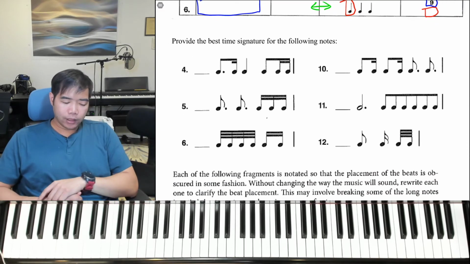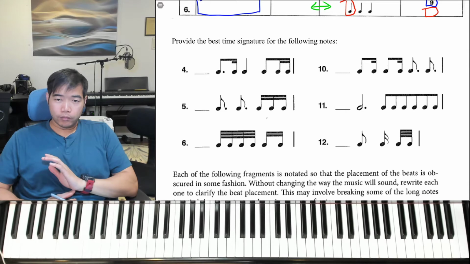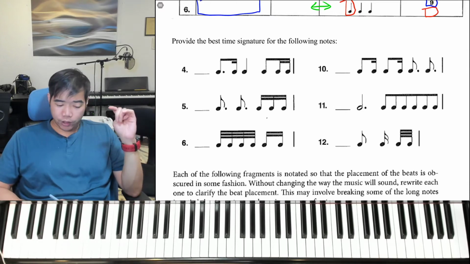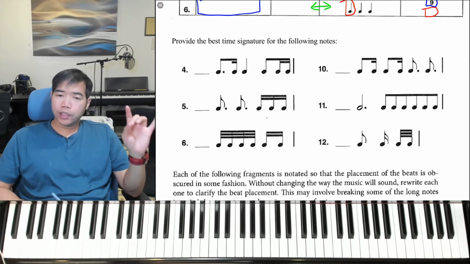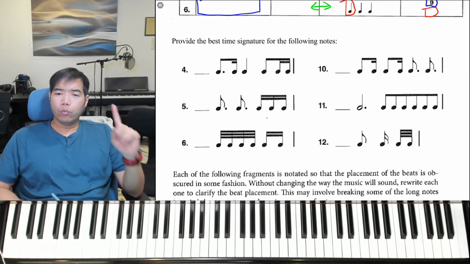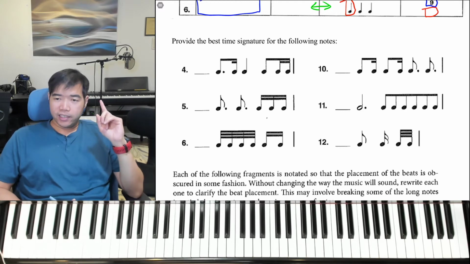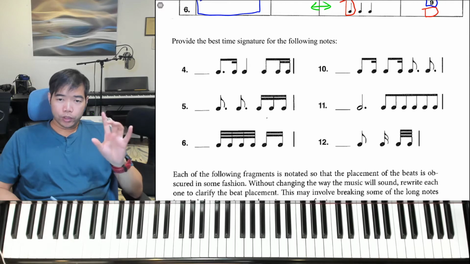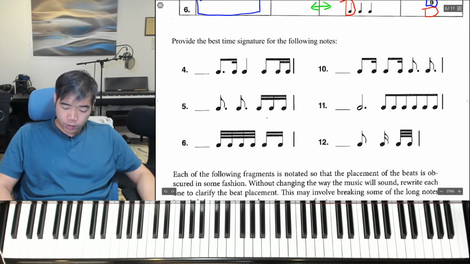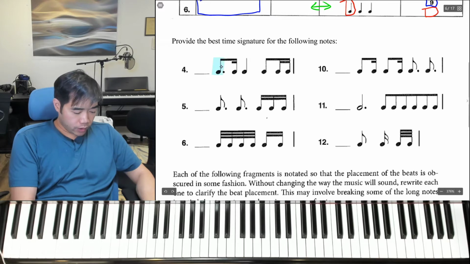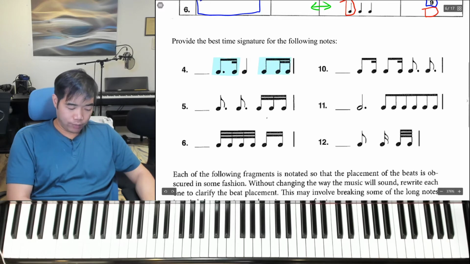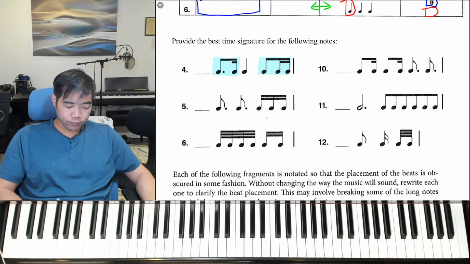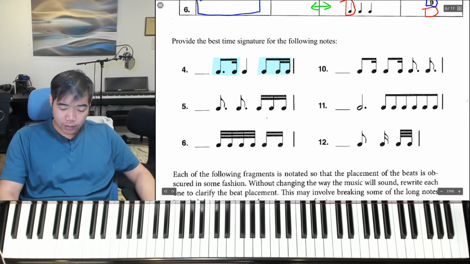Provide the best time signature for the following notes. Okay, so this is a little bit trickier, but there are a few clues that you need to look for. The number 1 clue you're going to look for is the beaming of the notes. Because what you want to do is you want to count up the groups. So if I take a look here, notice that these notes are beamed together, these notes are beamed together. See that? So I'm just looking how it's beamed together. And then I'm going to actually count up the beats by counting it out.